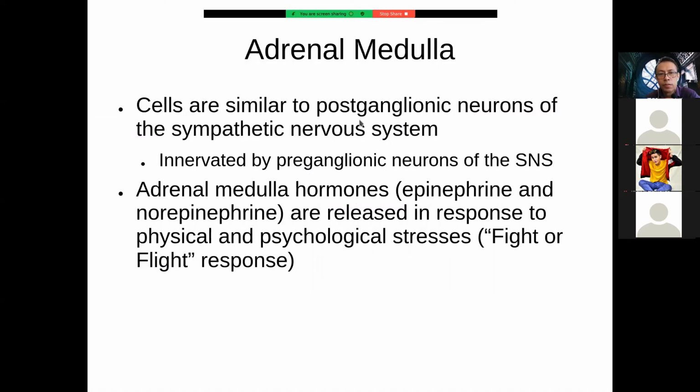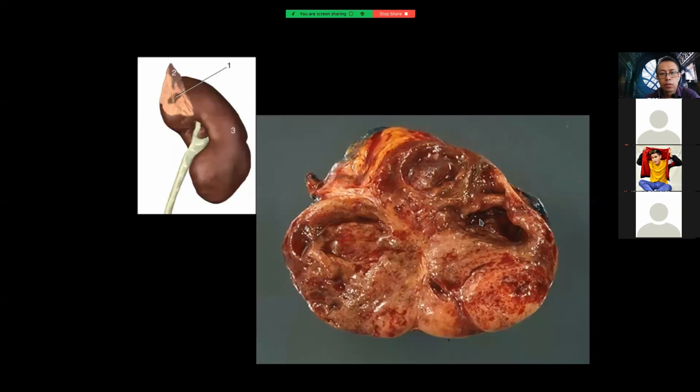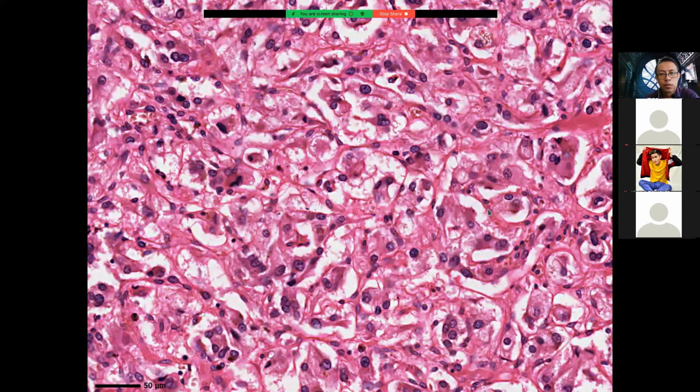The cells which are neurons are similar to postganglionic neurons of the sympathetic nervous system. And these are the ones that produce your fight or flight hormones. This is a tumor of the adrenal medulla when you have too much of those nerve cells. This is a pheochromocytoma, which raises the blood pressure. That's the effect of epinephrine and norepinephrine, which raise the blood pressure. Okay.